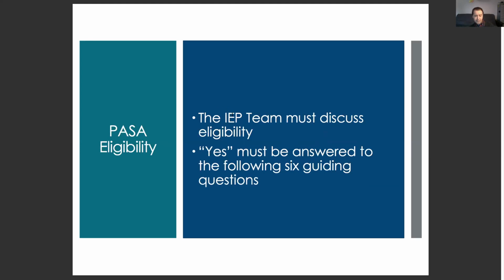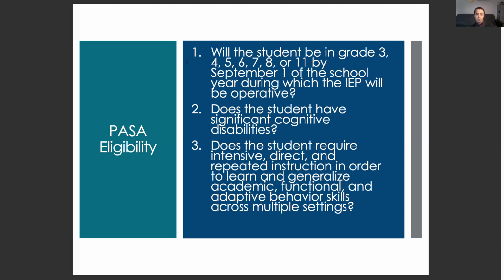When we consider the PASA, we have to make sure that the student is eligible for the PASA. There are 6 guiding questions that the team must answer yes on. Those questions are: will the student be in grade 3, 5, 6, 7, 8, or 11 by September 1st of the school year in which the IEP will be operative? We have to have a yes for that one. Number 2, does the student have a significant cognitive disability? Again, has to be a yes.